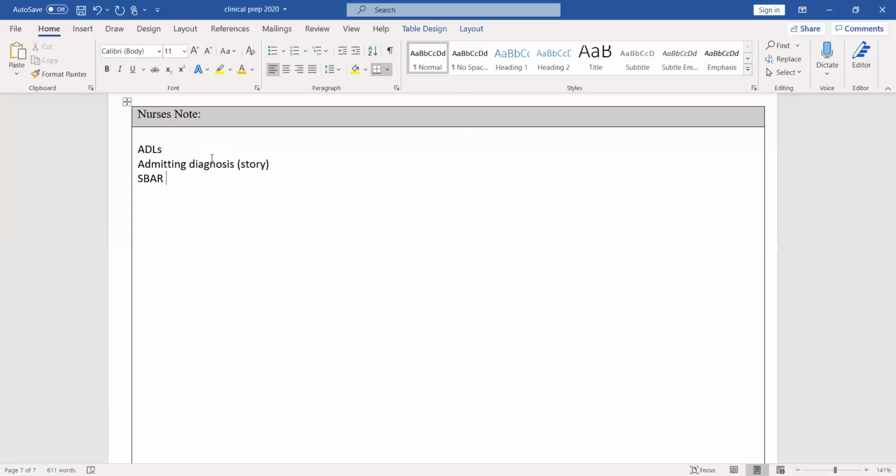SBAR, if you're having a hard time organizing your nurses note, putting it into the SBAR format, I highly appreciate, even if it's segmented to S, B, A, R, and then you write your information next to it. That's a great way to organize your information.